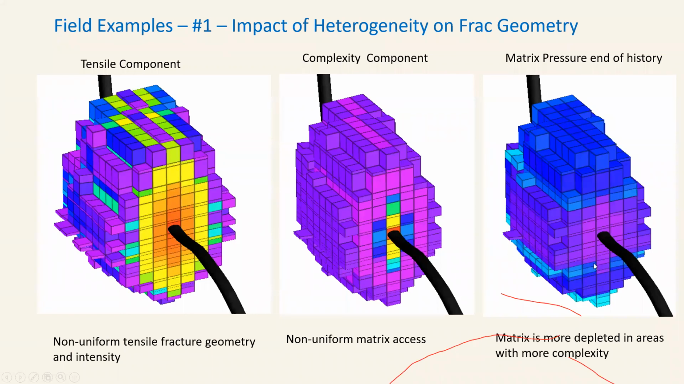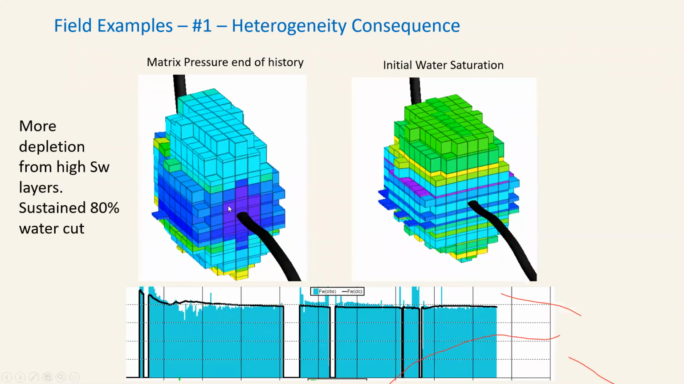And if we look at how the reservoir matrix rock was depleted, the high complexity zone is where you see the deepest depletion. But because the background permeability is high enough, in general, I'd say this is a pretty even depletion of the matrix rock. So when we look at the pressure at the end of the history match, you have this high depletion zone right where they drilled the well and created the most complexity. And it just so happens that's where they have the most water saturation. So as a result, they got their 80% water cut.